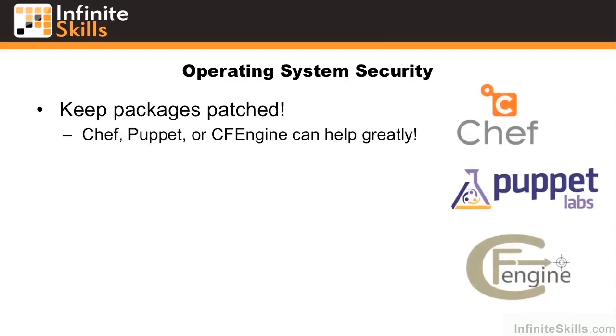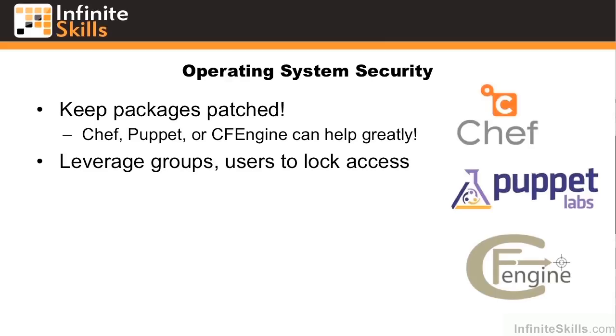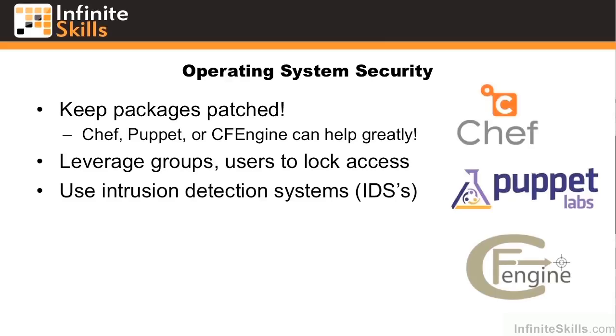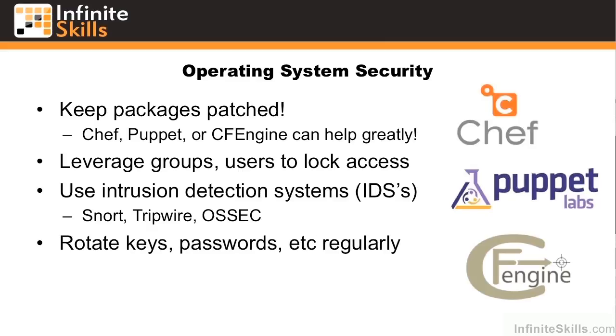Chef, Puppet, or CF Engine are tools that can help greatly with this. These tools automate the process of package updates. Rather than going into 100 servers manually, these packages can log in for you and take care of package updates and so forth. Leveraging groups to lock user access. Using intrusion detection systems such as Snort, Tripwire, and OSSEC so that if you are hacked, you at least have a record of it and you can keep folks from doing bad things. Rotating your keys and passwords regularly are something that few organizations do, but everybody should be doing.